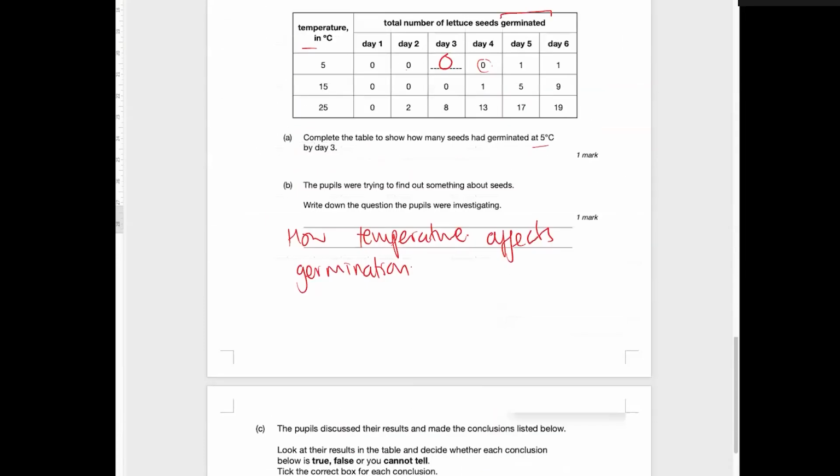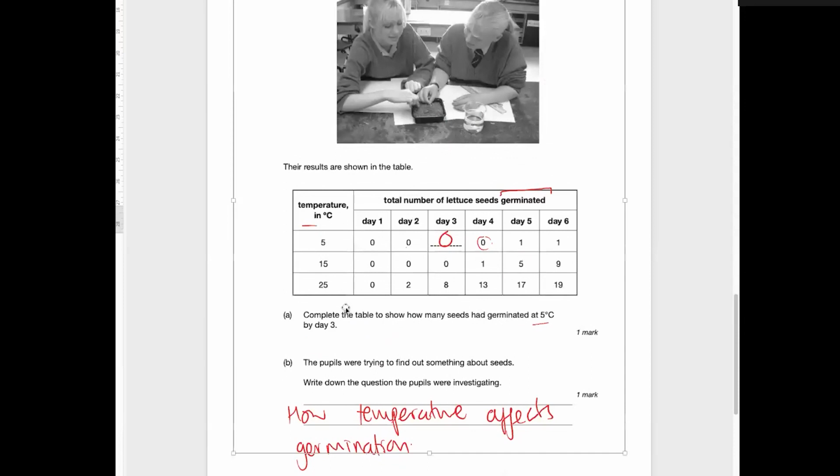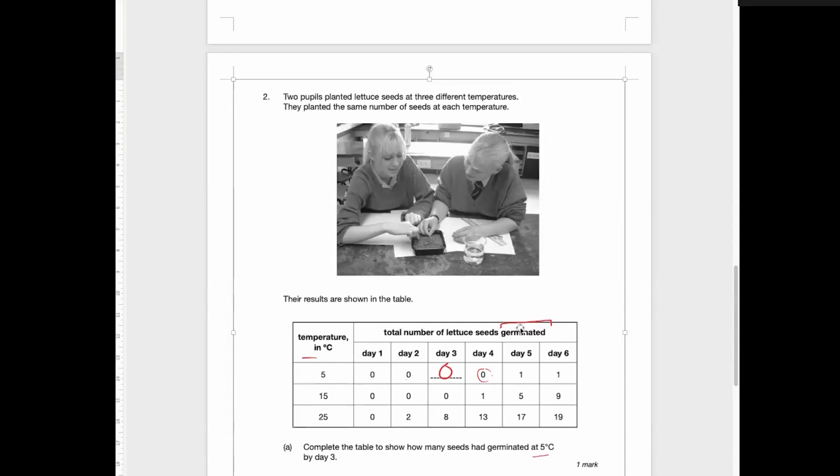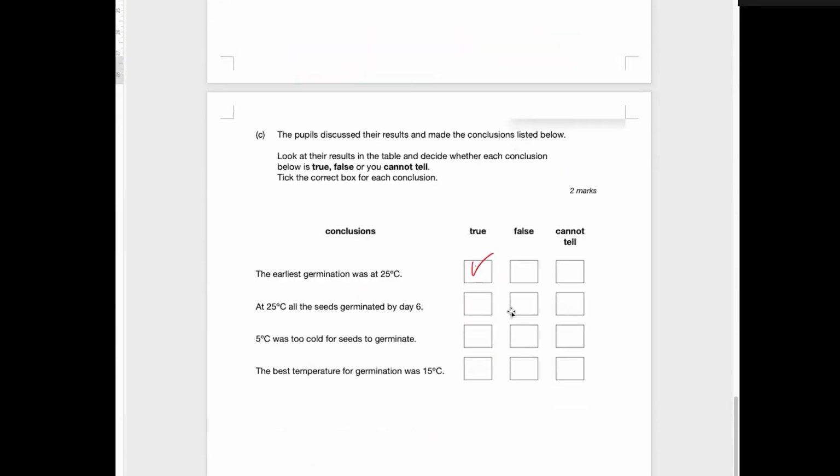At 25 degrees Celsius, all the seeds germinated by day 6. Go to day 6. It says 19 of them germinated, but we don't know if that's all the seeds that we have. What if we have like 1,000 seeds? We don't know. They've not told us how many seeds we have to begin with. So for that one, the answer is we can't tell. It's not true or false. It's just we can't tell because we don't know how many seeds we started with.